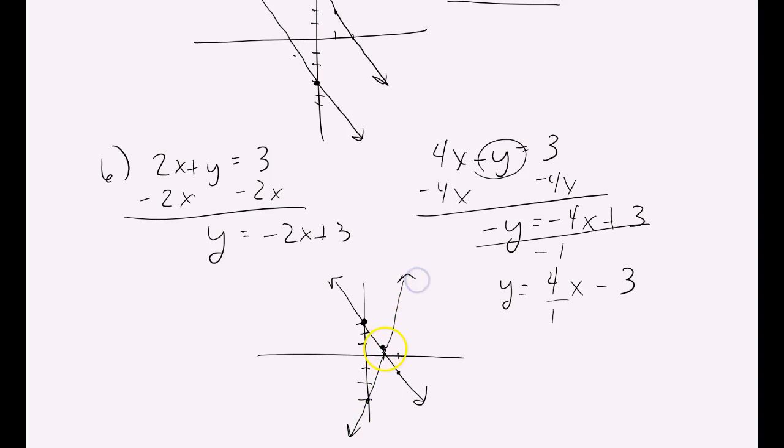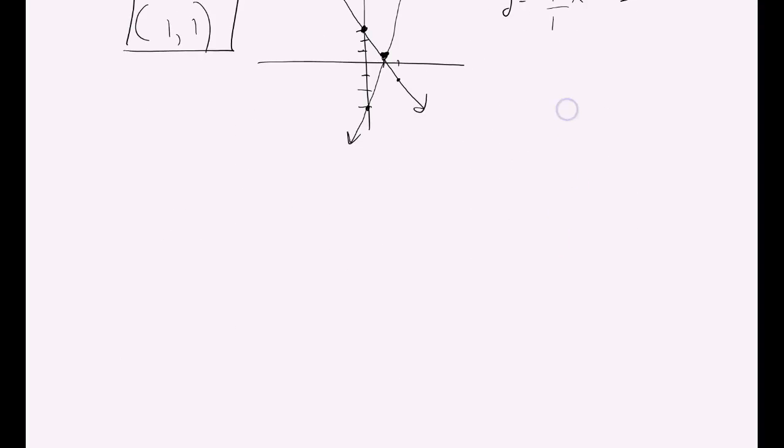Okay, these intersected right here, and right here was the point 1, 1, if I'm doing my math correctly. Yep, I think I am. So the answer is 1, 1, or x equals 1, y equals 1. Alright, cool. So hopefully this was going okay for you.